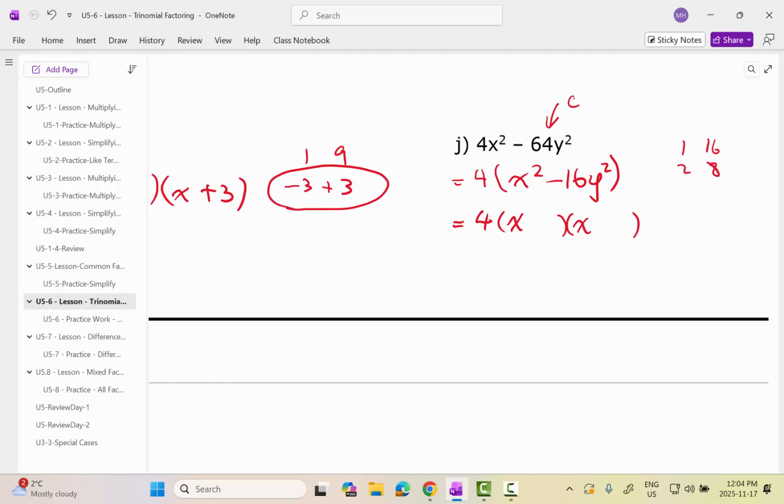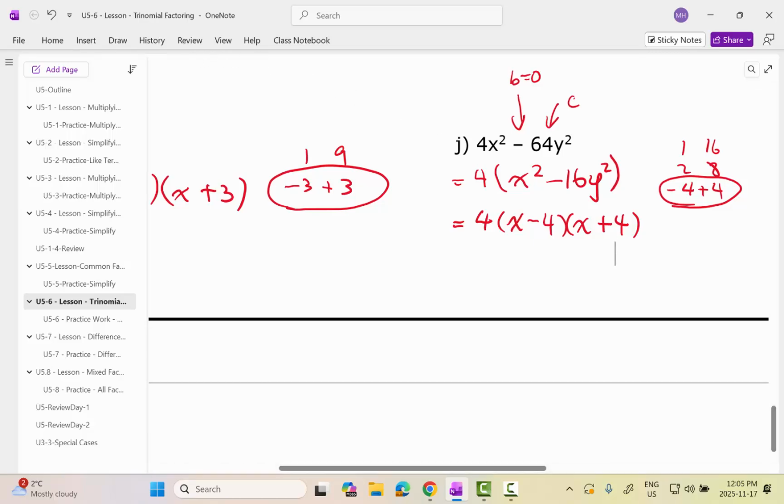And then what else? 4 and 4. Remember, there is no B here. So B equals 0. That means the 2 numbers have to add up to 0. Which ones will do that? The 4 and the 4, as long as one's negative and the other is positive. So negative 4 plus 4. Ooh, a lot of 4s there.